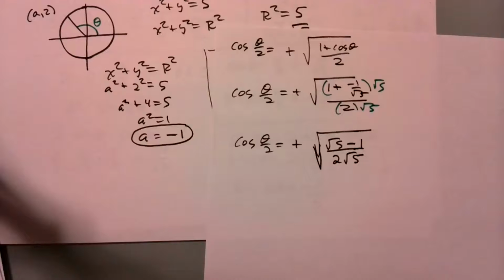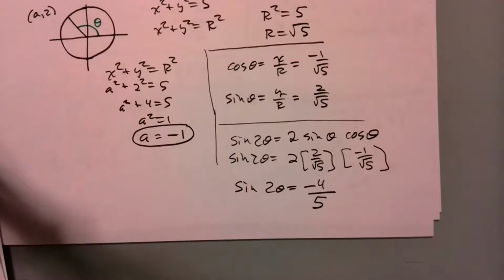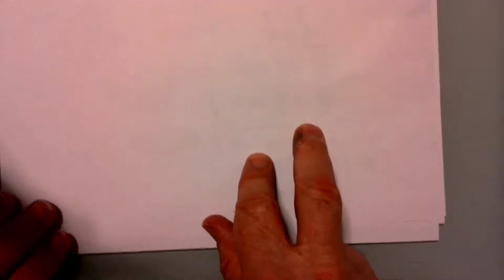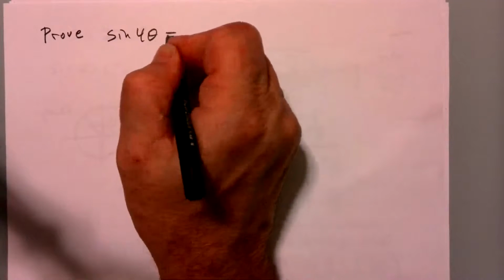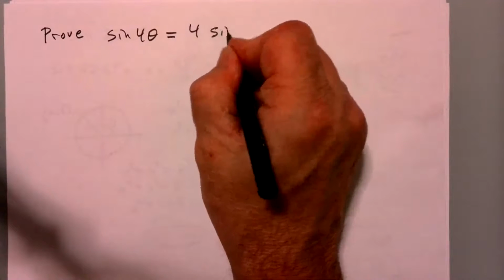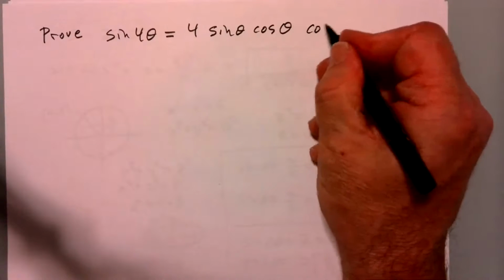All right. What else can we do? Well, let's go ahead and try to prove an identity. Let me move this aside. And the identity we're going to look at is the following. We want to prove this. So prove sine of 4 theta equals 4 sine theta cos theta times cosine of 2 theta.